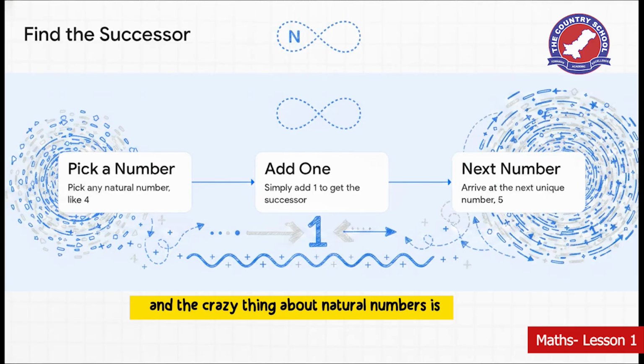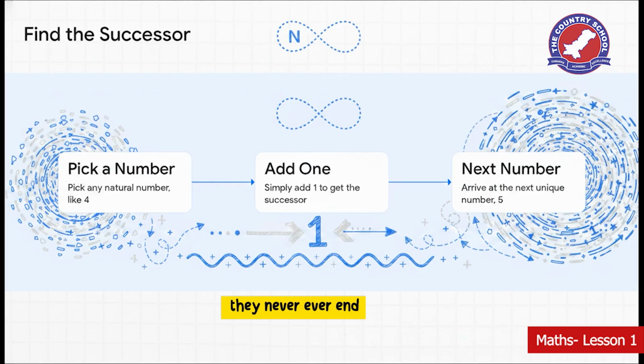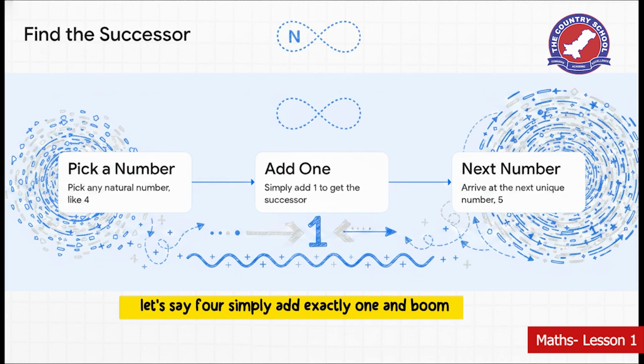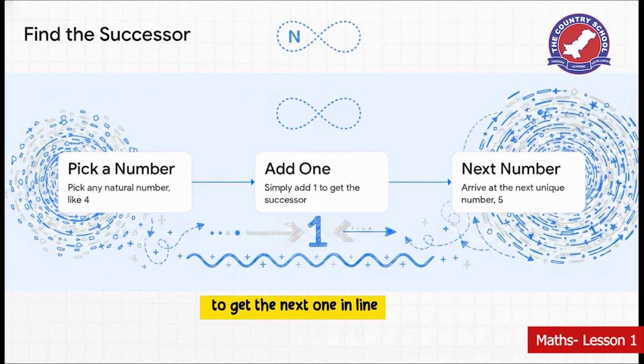And the crazy thing about natural numbers is they never, ever end. That's because of a really simple rule. Every single number has a successor. Just pick any natural number. Let's say 4. Simply add exactly 1, and boom, you arrive at the next unique number, which is 5. No matter how massively huge a number gets, a million, a billion, a trillion, you can always just add 1 to get the next one in line.